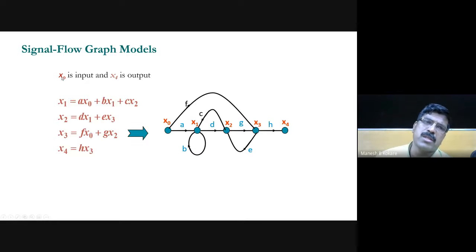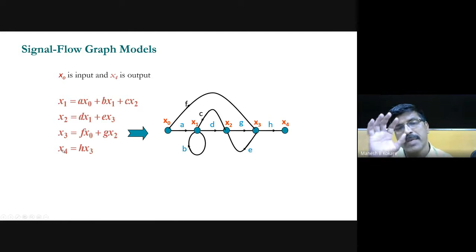How many variables are there? There are x0, x1, x2, x3 and x4, so 5 variables. That means there will be 5 nodes. Out of these, x0 is the input node and x4 is the output node. So we have drawn x0 at the left side, and since x4 is the output, we have drawn x4 at the output side.